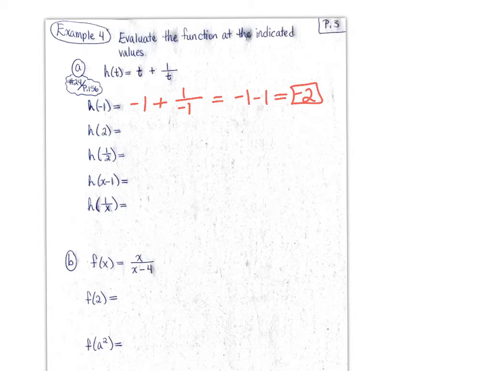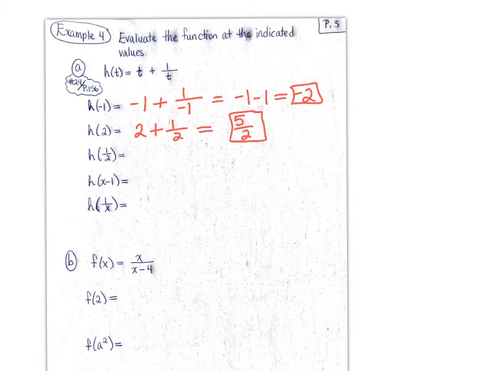What's h of 2? Do it in steps. Good. You get 2 plus 1 over 2? 2.5, or either as a fraction, what is it? 3 over 2? 5 over 2. It's 5 over 2. 3 over 2 is 1.5. So you get 5 over 2. In general, for this course, you want to stay with the fraction.